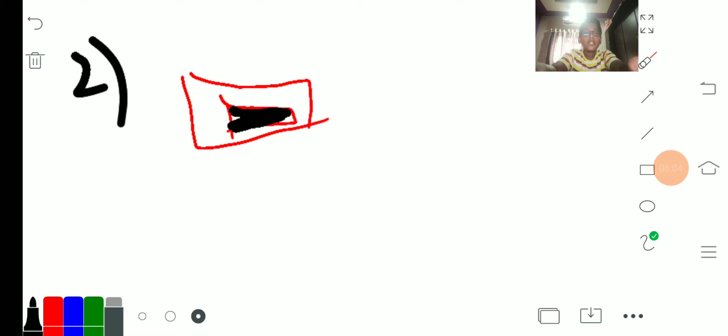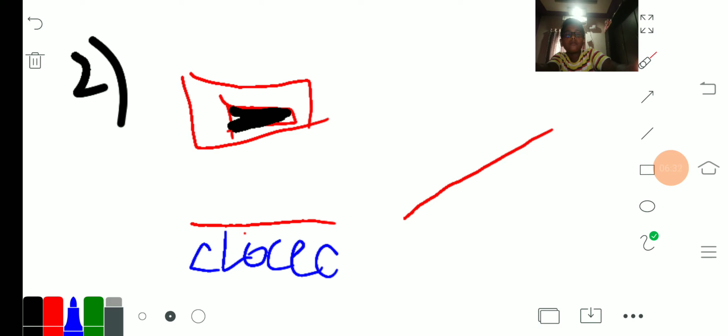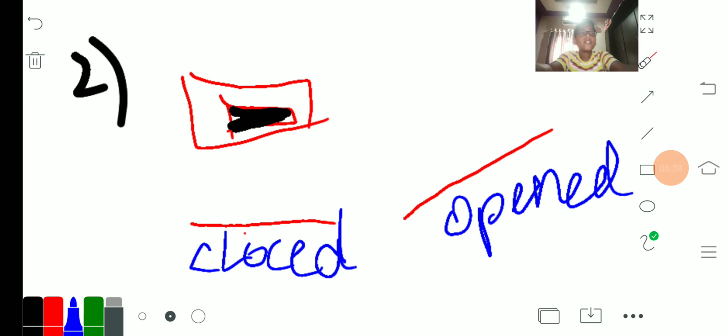Now we will see the symbol of this switch. There are two circuits in a switch: one is the closed circuit and another one is the open circuit. Once again, this is the closed circuit and this is the open circuit.